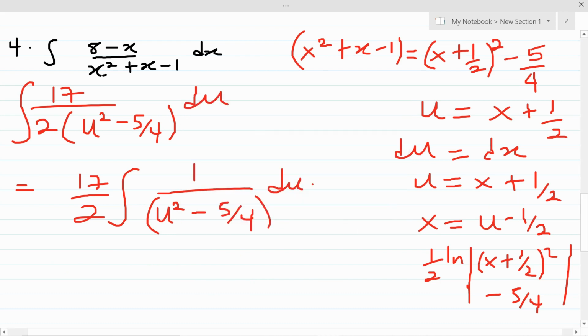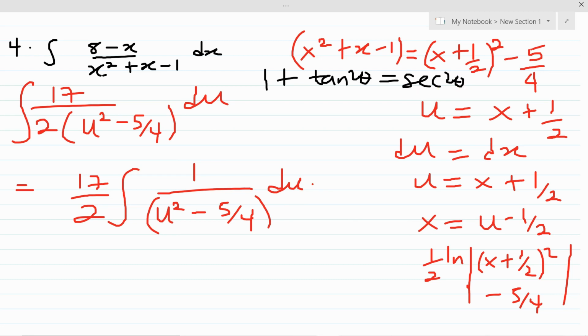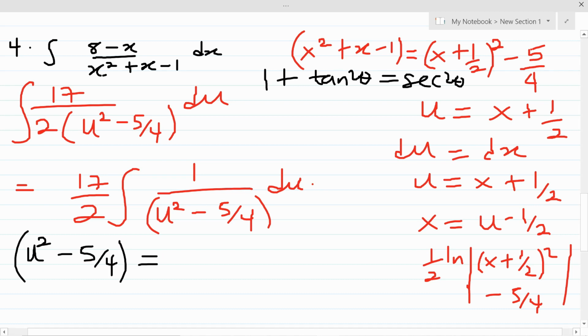Alright, so we said 1 plus tan squared theta is equal to sec squared theta. Okay, so keep this. And now with that, you have to factor this side. Factorize it in such a way that we get u squared plus or minus 1. By this time we are dealing with minus, so it becomes u squared minus 1.